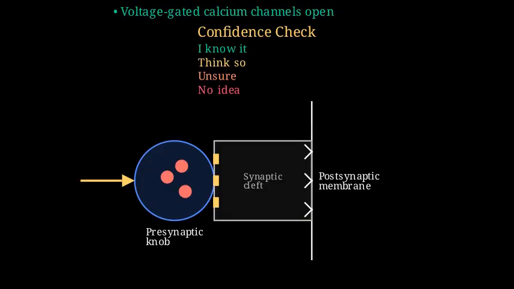Step 3. Calcium ions move into the synaptic knob through those open channels. This is important because calcium acts like a signal inside the knob. Let's show calcium entering. So the third event is calcium enters the synaptic knob.